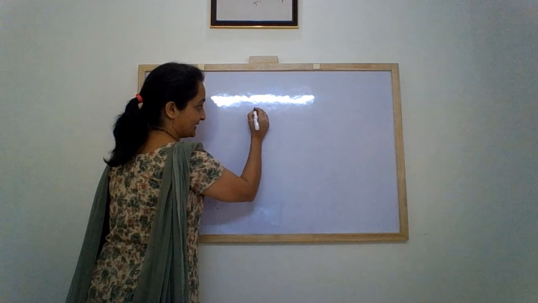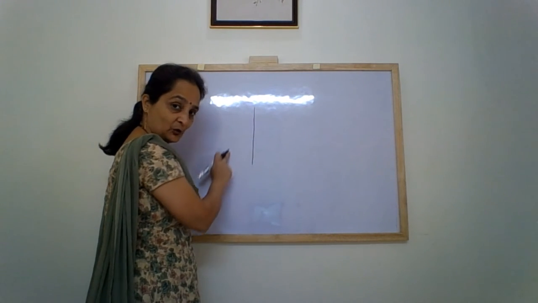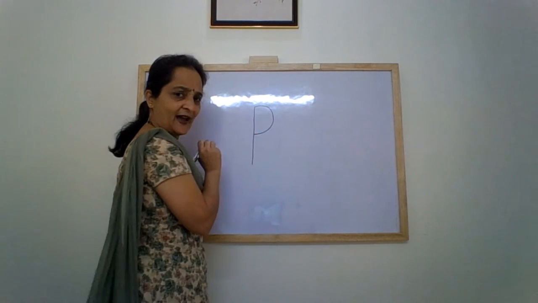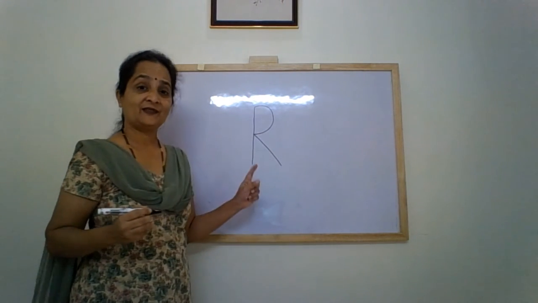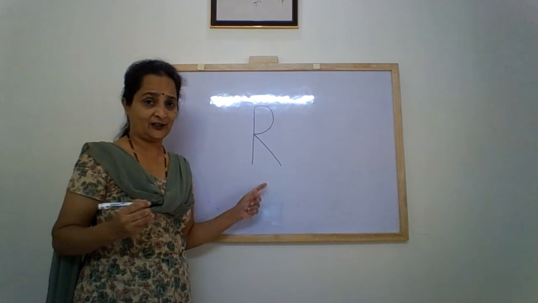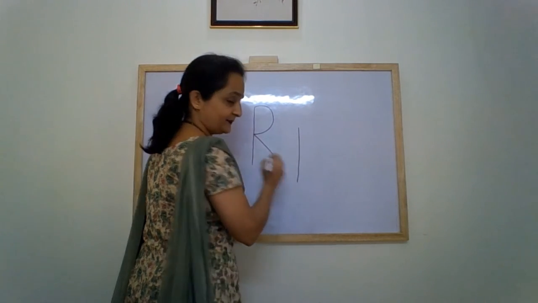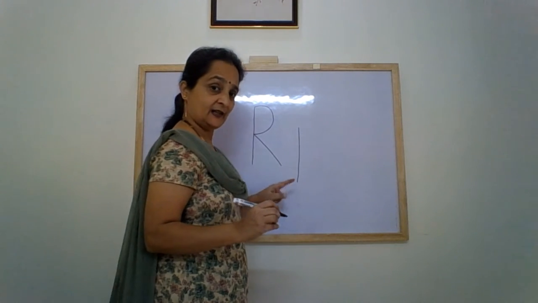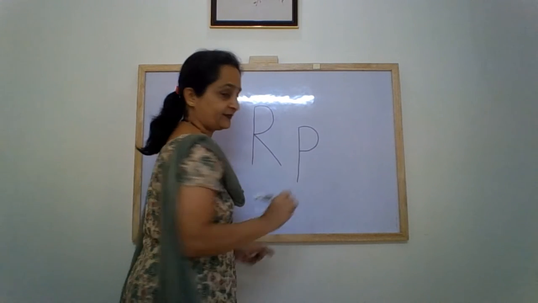We make a standing line, which goes from up. From up, you go down, a small forward curve and a slanting line going in the front. Letter R, right? It's not so difficult. First, we make a standing line, which goes from up, it goes down. Next, a small forward curve.